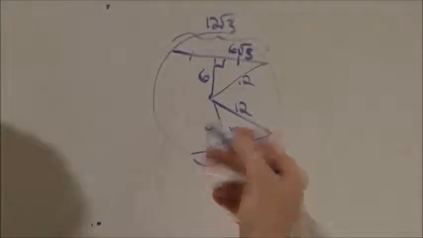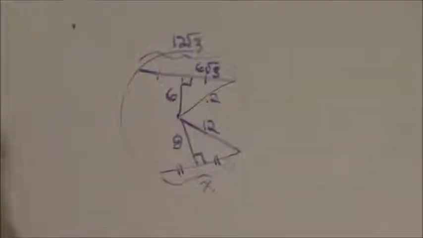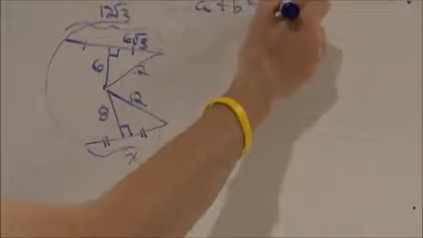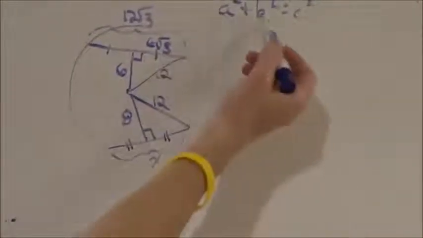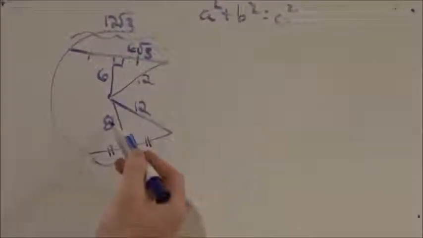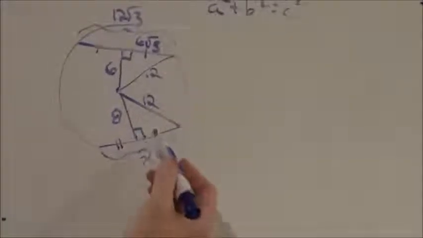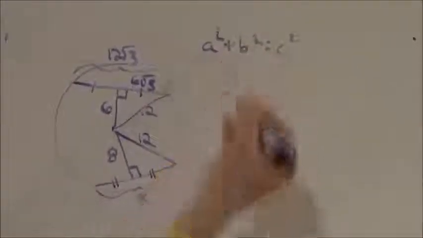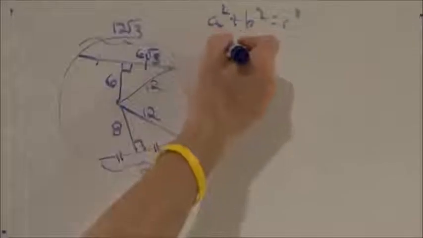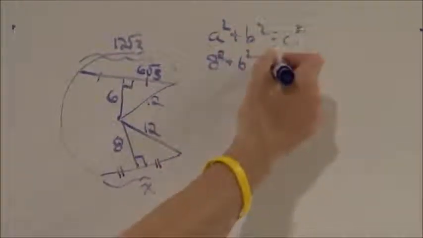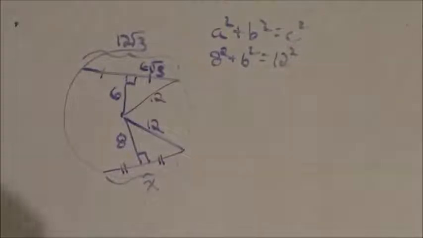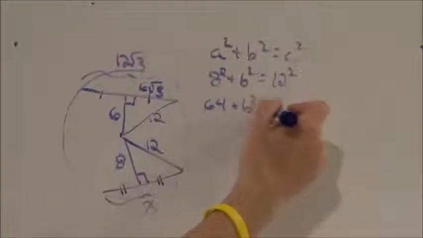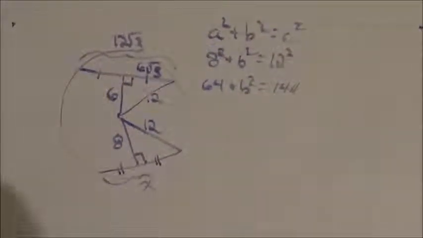If I know two sides of a right triangle and I'm looking for the third side, we can use Pythagorean's theorem. Again, Pythagorean's theorem is a squared plus b squared equals c squared. What do a and b have to be? The two legs. One of the legs is 8. The other one, you can take your pick. You can call it y, you can call it x, and we're just going to have to double it. Let's call it b in this case. So I could put 8 squared plus b squared equals 12 squared. Now we're going to solve this for b. 8 squared is 64. 12 squared is 144.